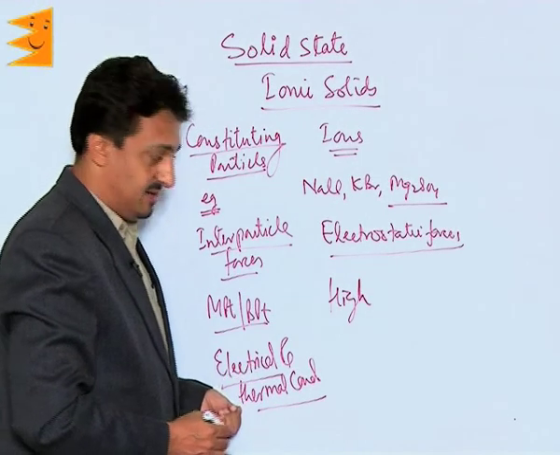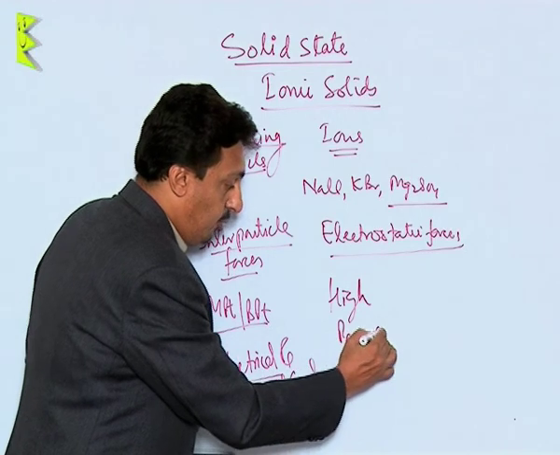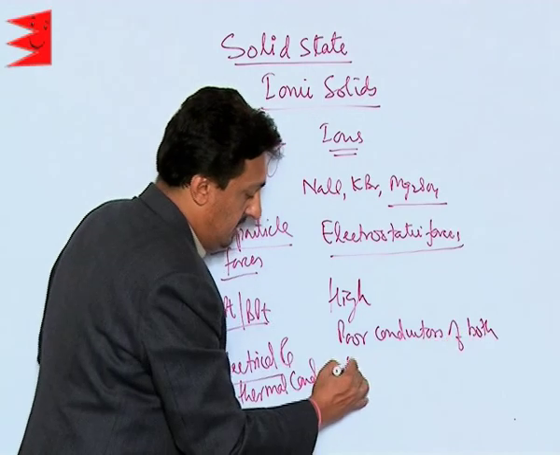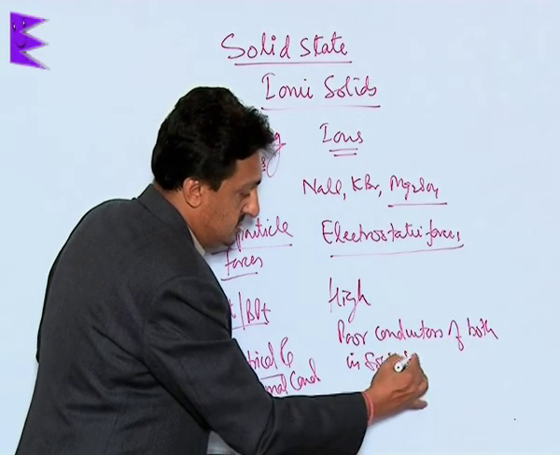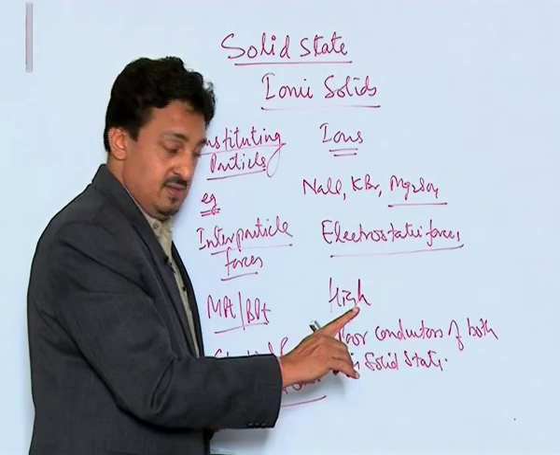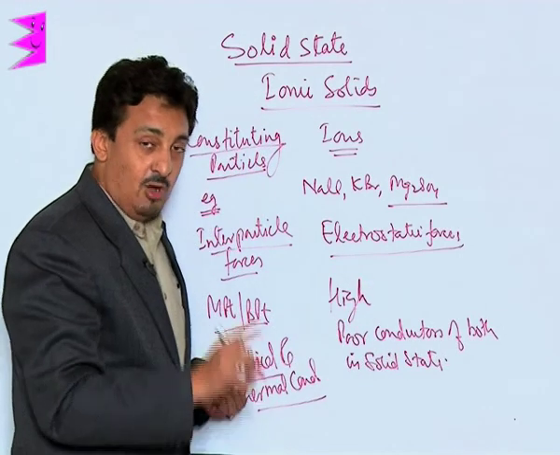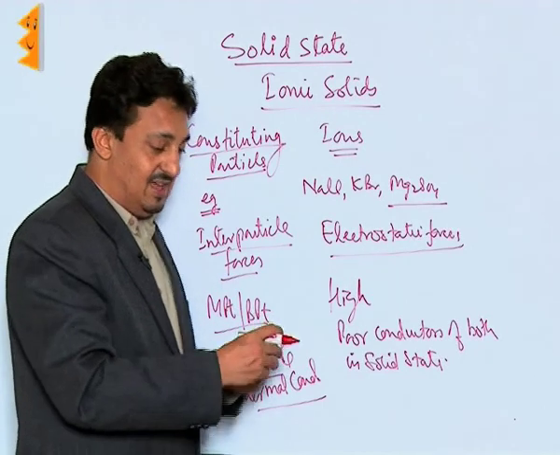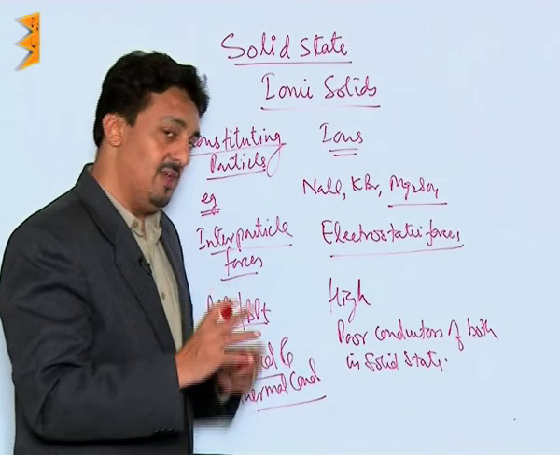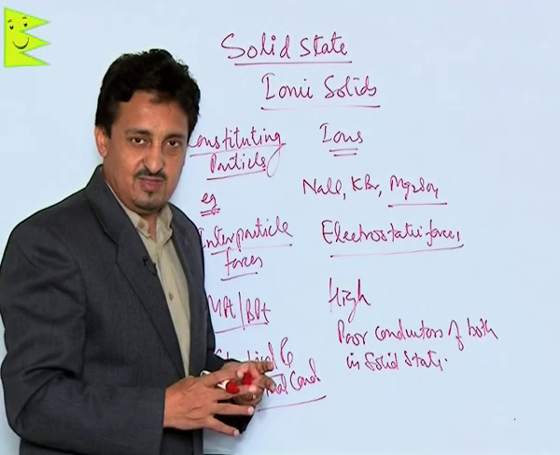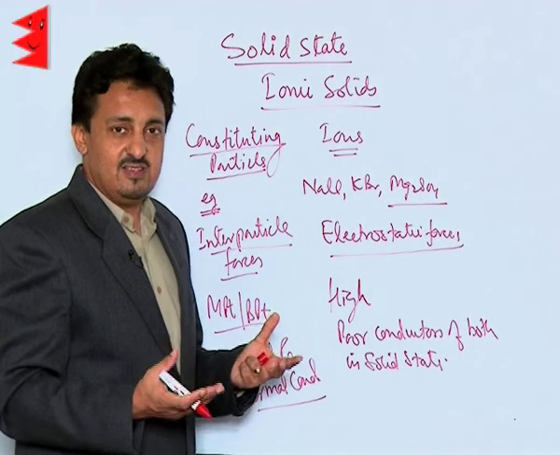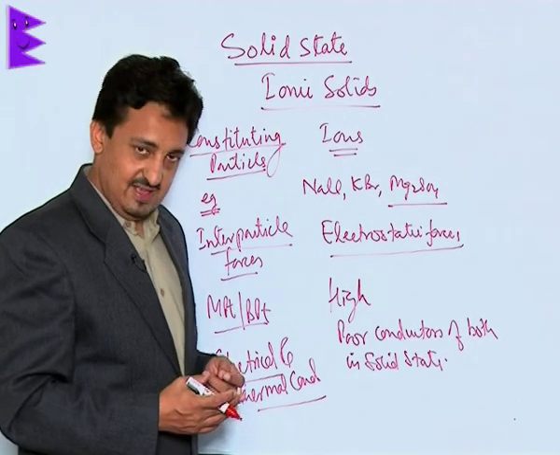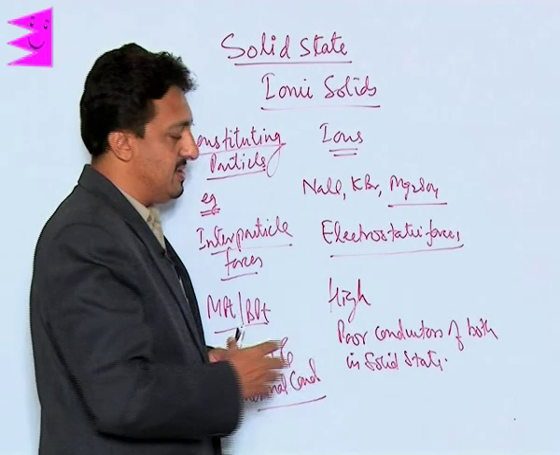Now, electrical and thermal conductivity: they are poor conductors of both in the solid state, but they can conduct electricity in the molten as well as in the aqueous state by the process called electrolysis, because then their ions are free and they are able to conduct electricity. So, remember, in the solid state they are poor conductors of both electricity and heat because they do not have free charges, but the moment you take them in the molten or aqueous state, they can conduct electricity. So, these are your typical ionic solids.